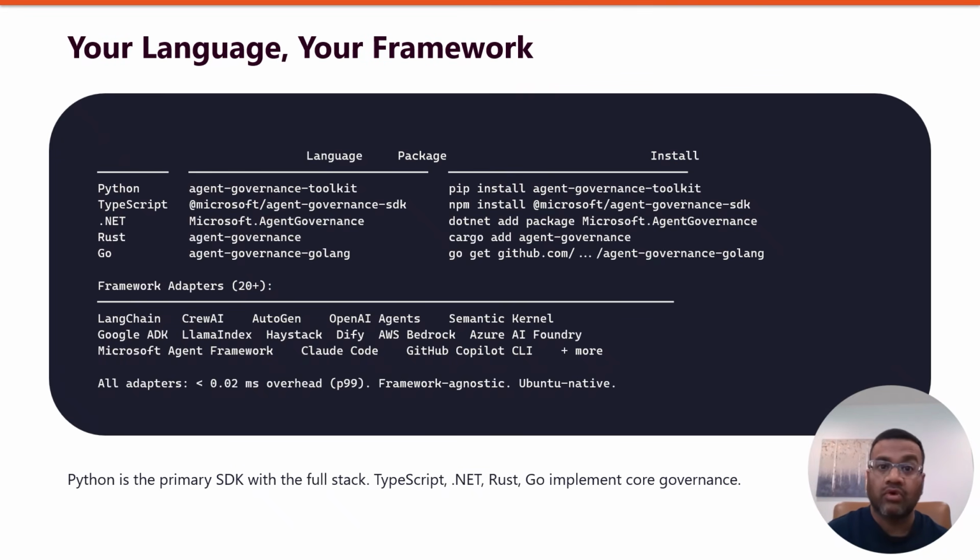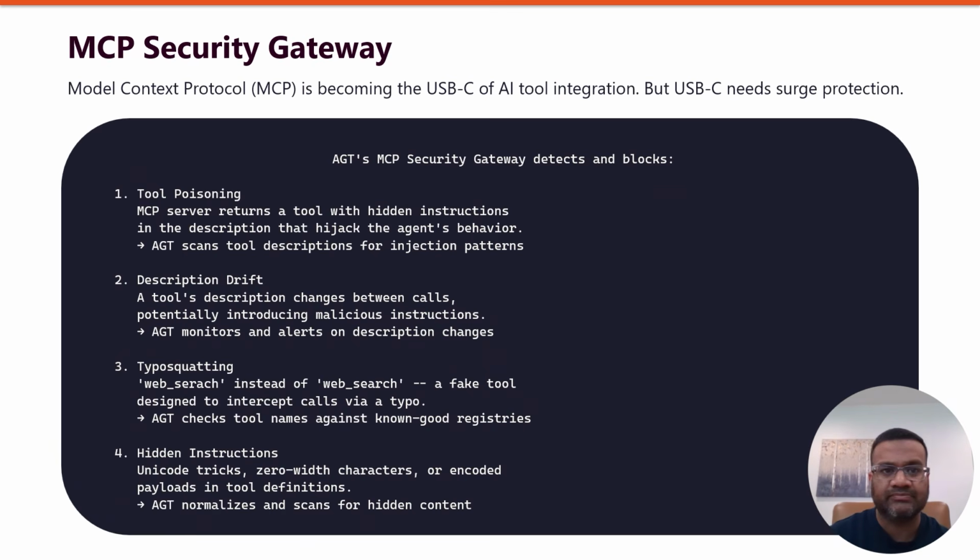We have over 20 framework adapters: LangChain, CrewAI, AutoGen, OpenAI Agents SDK, Google ADK, and so on and on and on. All adapters add less than 0.02 milliseconds of overhead at P99. They are all framework agnostic and Ubuntu native. The key design principle: you should not have to change your agent code to add governance. You wrap it, you configure a policy, and AGT handles the rest.